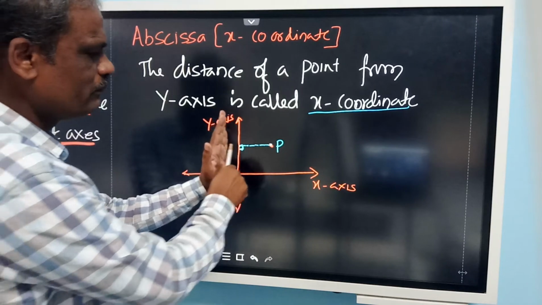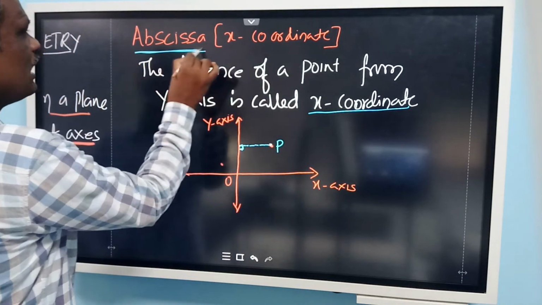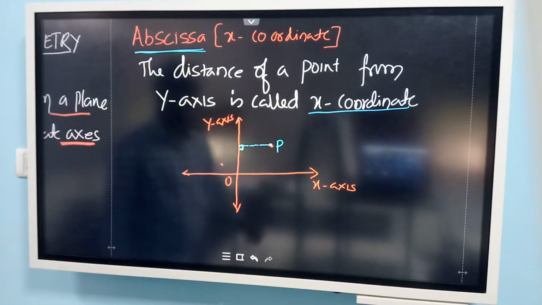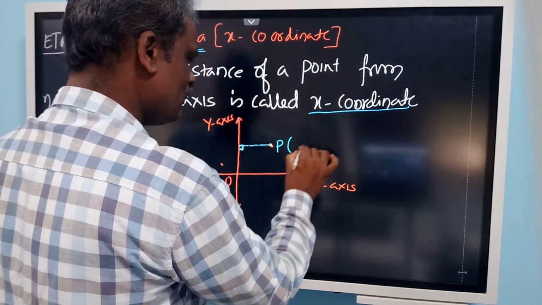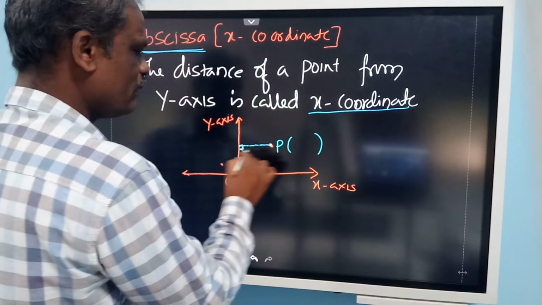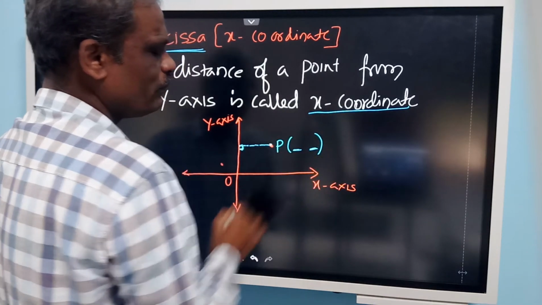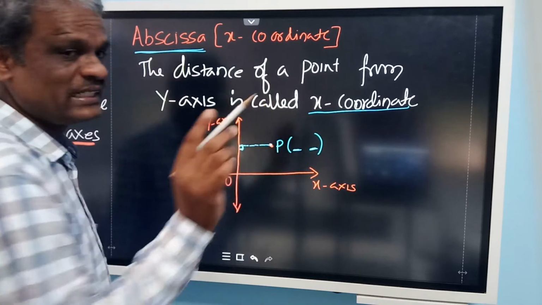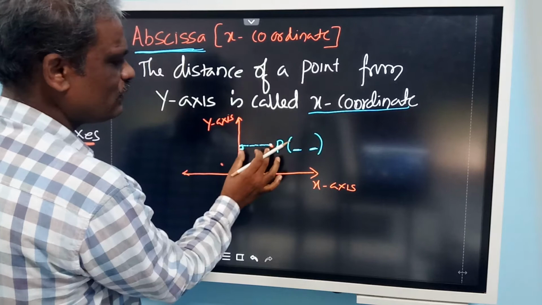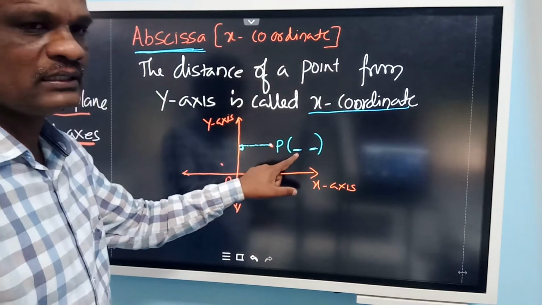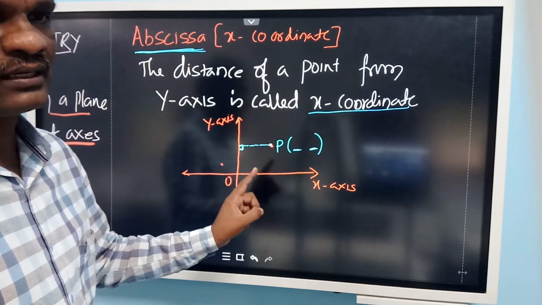The distance from y-axis is called as x coordinate. It is also called as abscissa. Another name for x coordinate, it is called as abscissa. So we always write that in the form of ordered pair. So inside the bracket, we will write here x coordinate and the y coordinate. The first one always represents the x coordinate, that is abscissa. So whatever the distance I will get from here to here, that will be mentioned in the first part. So this is called as writing the point in the form of ordered pair.